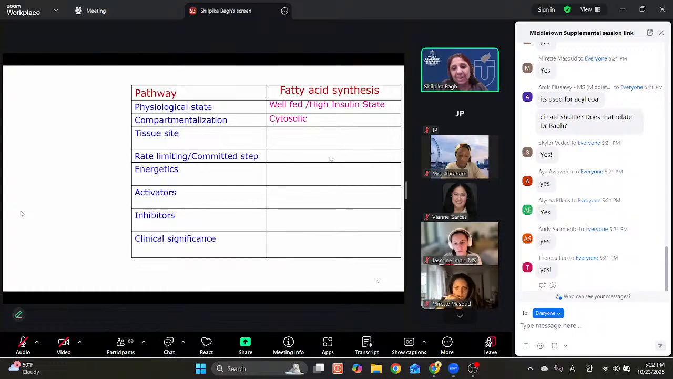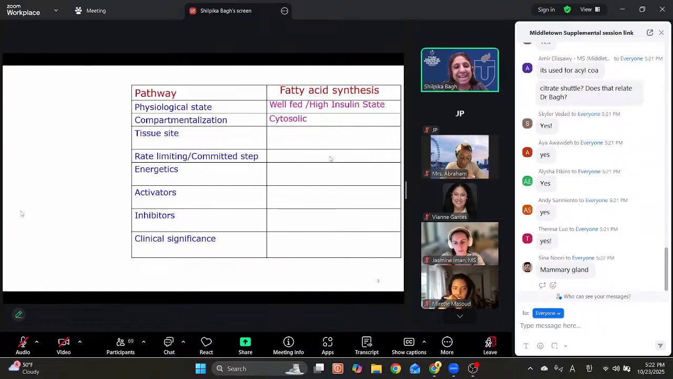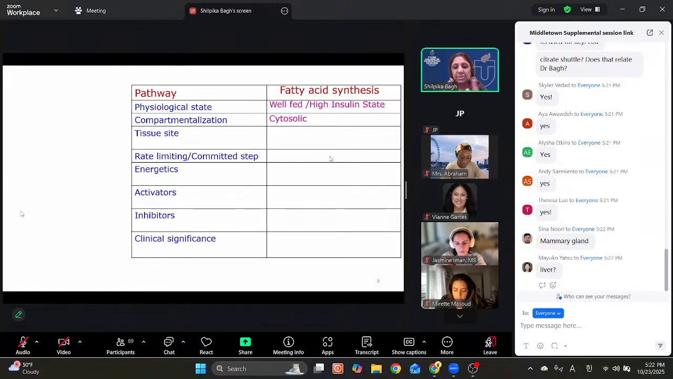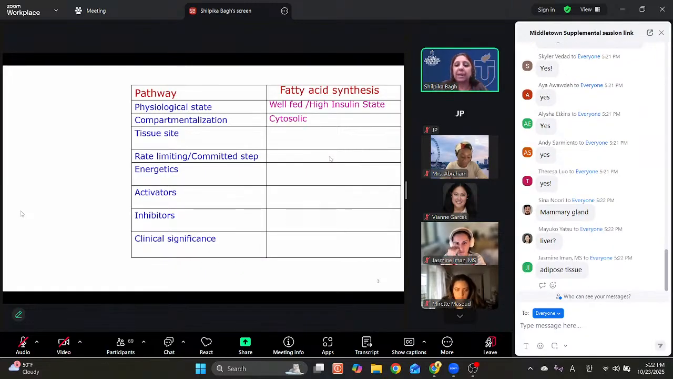So where is fatty acid synthesis, also known as DNL? Mammary gland is not a good answer. That's a minor site. I want major sites. Major first, liver and adipose tissue. Very good. Liver and adipose tissue. We will know the difference. Know the order: liver, adipose tissue, then lactating mammary gland.